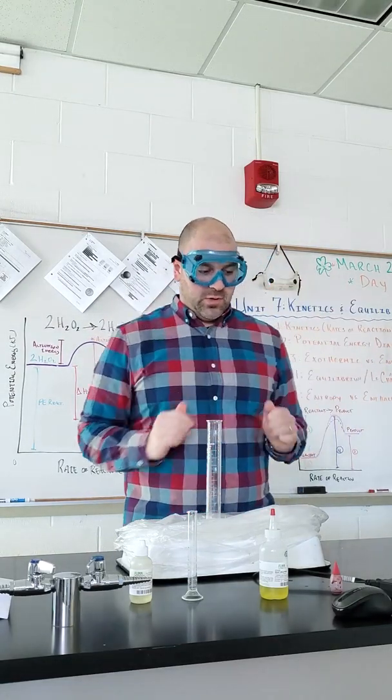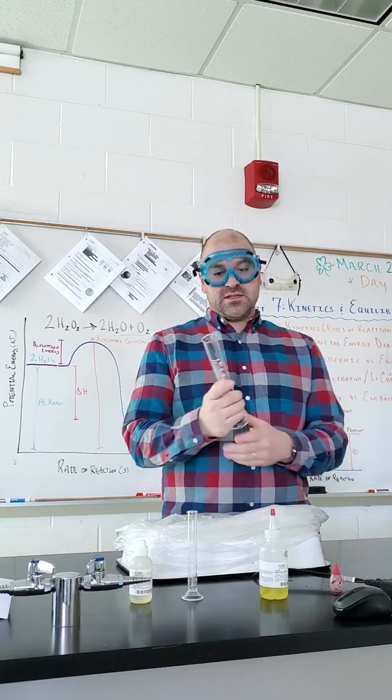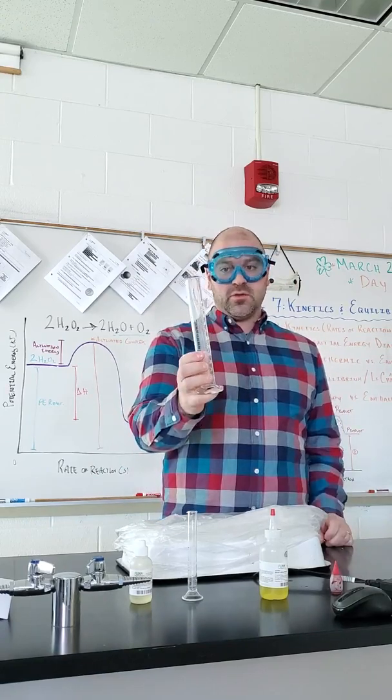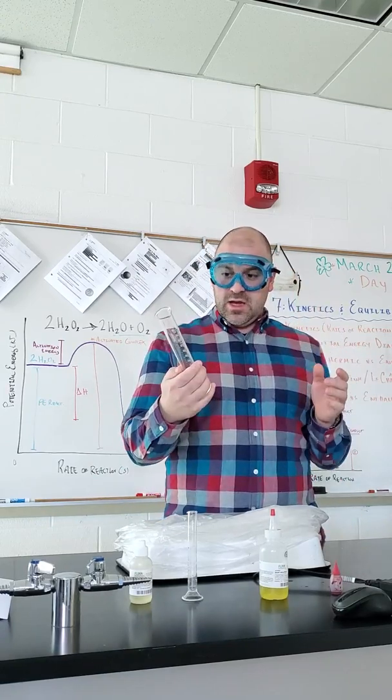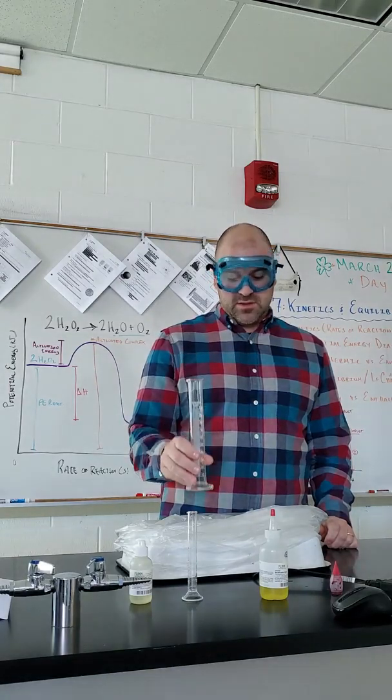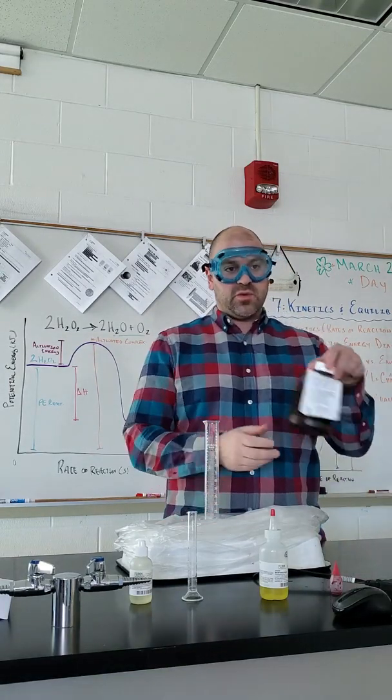So here we go. Going through this reaction, I'm going to take this graduated cylinder. It's a 100 milliliter graduated cylinder. And I'm going to add 20 milliliters of hydrogen peroxide.